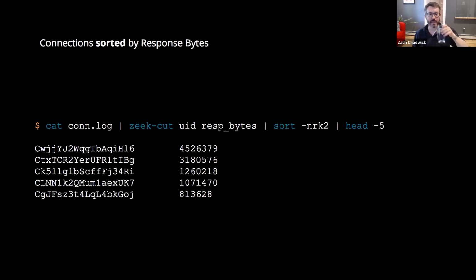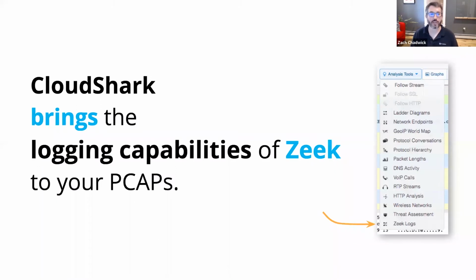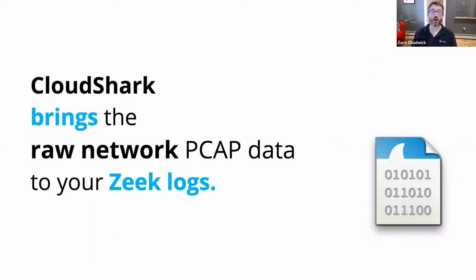But what happened to the PCAP file? We've got this great metadata, and I want to go back and see what's actually in these packets. And so that's where we've really added this within CloudShark. CloudShark already has all of your PCAP files stored within it. What we're doing is bringing those logging capabilities of Zeek, that are really powerful and really expressive metadata, and adding those to your PCAPs. But even better, we're taking all that raw network data that we already have and are already planning on analyzing, and getting back to it from your Zeek logs and associating it that way.